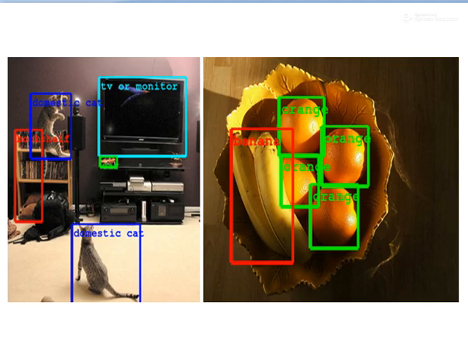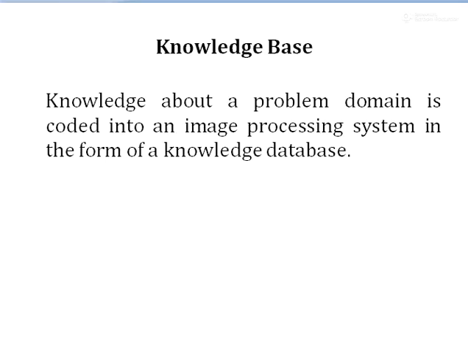And the final one is the knowledge base, where all the fundamental steps are interconnected with the knowledge base. It has knowledge about the problem domain. This is coded into an image processing system in the form of a knowledge base. So up to this, we have discussed the fundamental steps in digital image processing.